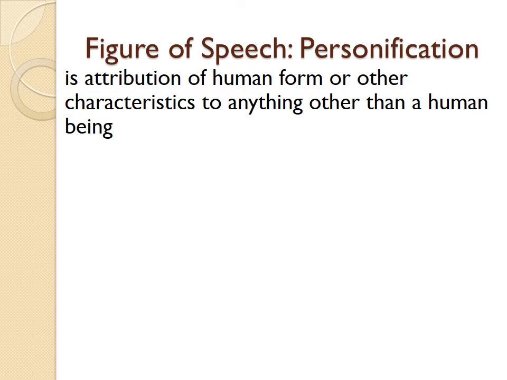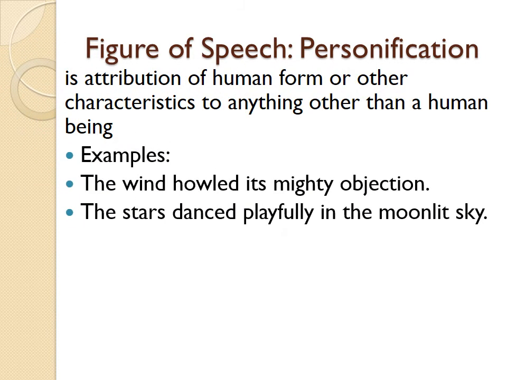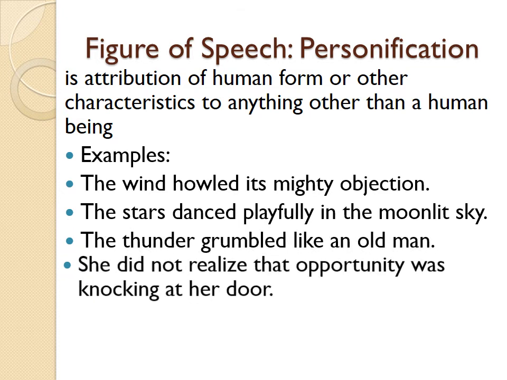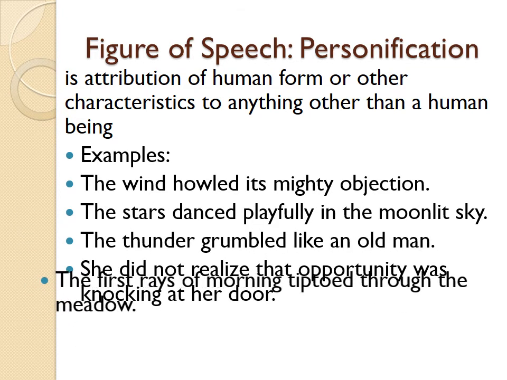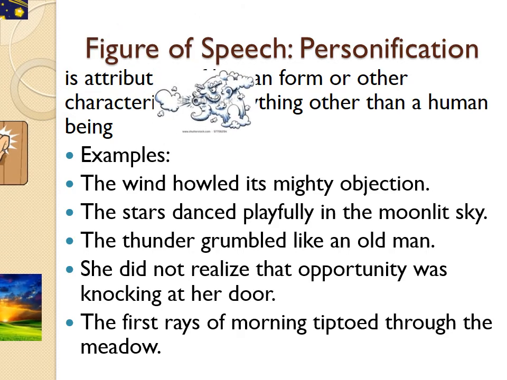Personification, this is where we have a human form that is attributed to anything that's not human. So anything that's not human can't actually do these sort of activities, like the wind howled its mighty objection, or the stars danced playfully in the moonlit sky, the thunder grumbled like an old man, or she did not realize that opportunity was knocking at the door, or even the first rays of morning tiptoed through the meadow.